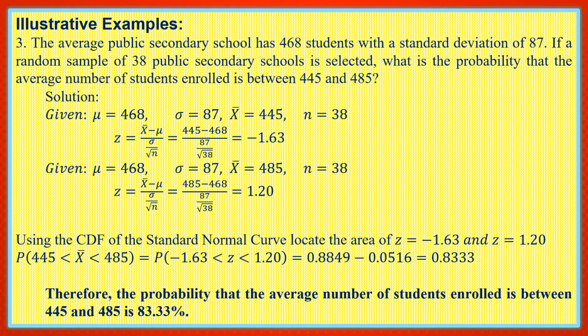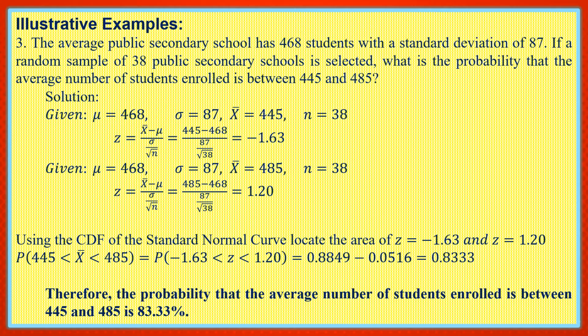So for the solution, our mu is 468, our standard deviation is 87, and mean is 445 with n equals 38. So you have there z equals mean minus mu divided by standard deviation over square root of n equals 445 minus 468 divided by 87 over square root of 38, and that is equal to negative 1.63.